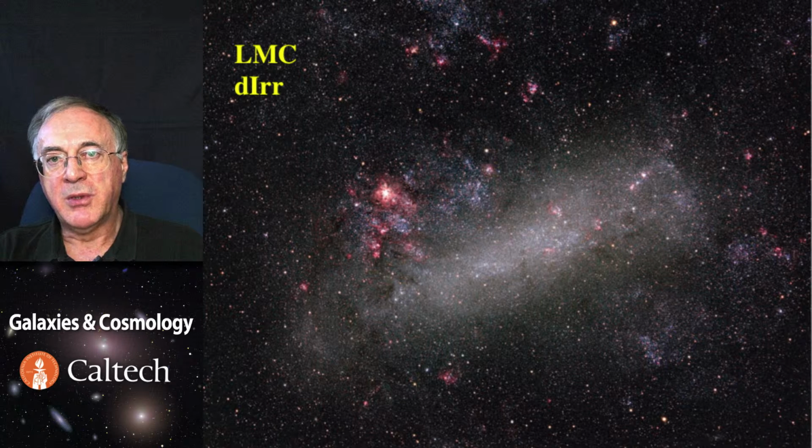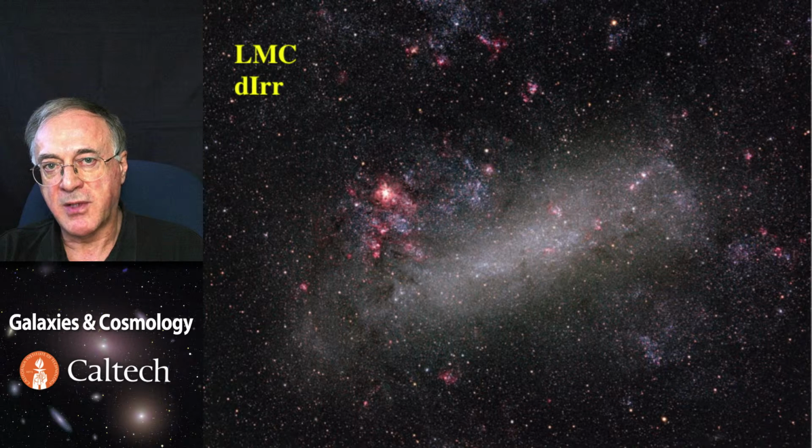So here is what Hubble called a dwarf irregular. This is the Large Magellanic Cloud. It does look a little bit irregular, but actually it is a dwarf barred spiral in the process of tidal disruption, interacting with the Milky Way.